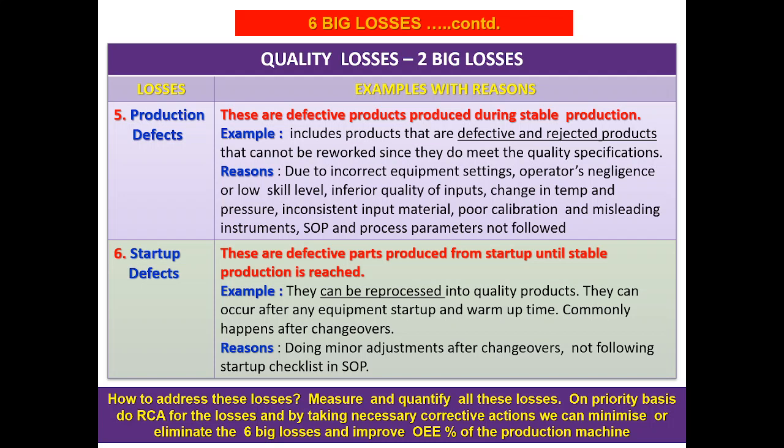Now, how do we address these six big losses? First, measure and quantify all these losses, give priority, do RCA and find out the root causes, and take necessary corrective action to eliminate the root causes for improving the OEE percentage of the machine.